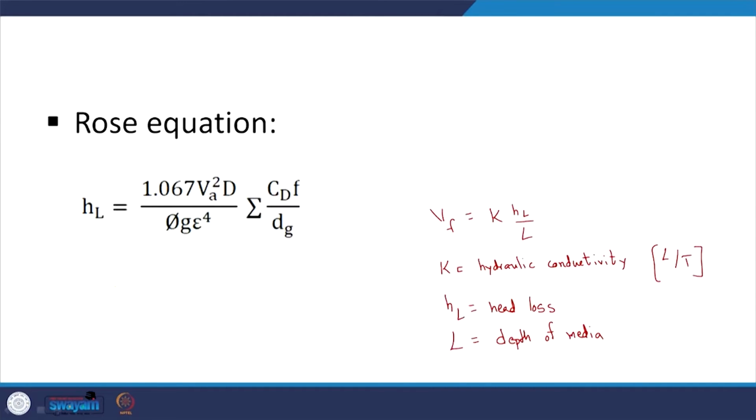So, Rose's equation, and this is when you have laminar flow conditions, Reynolds number less than 1. For laminar flow conditions, we have Vf equal to K HL by L. HL is your head loss, and K is your hydraulic conductivity, with dimension of length per time. From this you can calculate your head loss, and more or less from that we have the Rose equation out here, again for laminar conditions typically. See that it is V square here, that is something for you to keep in mind.